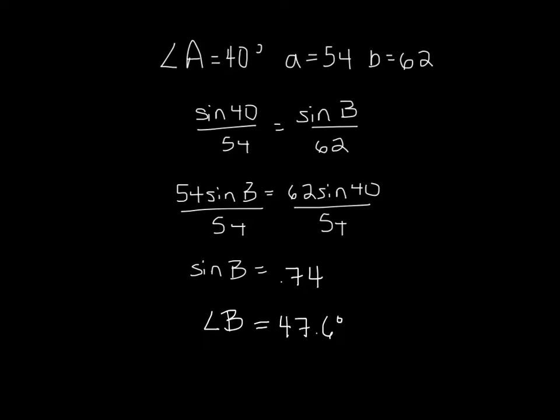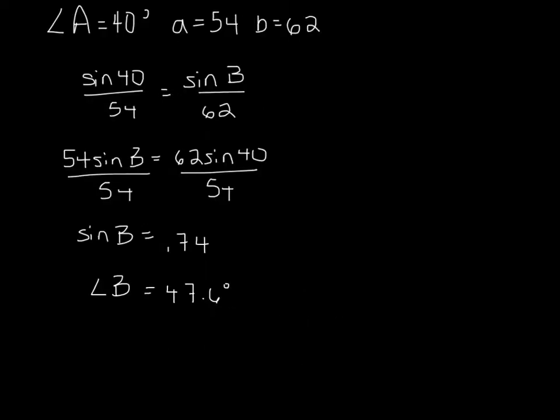47.6 degrees. Now the next thing I want to remember is the easiest thing to solve for will always be my third angle. So I'm going to add up 40 and 47.6 and subtract that from 180 in order to get angle C, because my three angles always add up to 180. And I get that angle C is equal to 92.4 degrees.